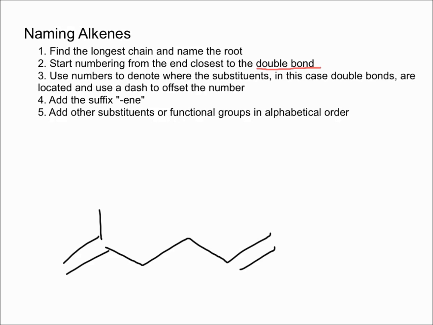So the first step is we're going to find the longest chain and then name the root. And so I've numbered the longest chain and we found that it's 6 carbons. So the root is going to be hex, since hex represents 6 carbons. And so in this case, we have to number from the end closest to the double bond, and I've started numbering left to right. And this is simply due to the fact that whether we number it from left to right or right to left, you're going to get the same number for the double bond.